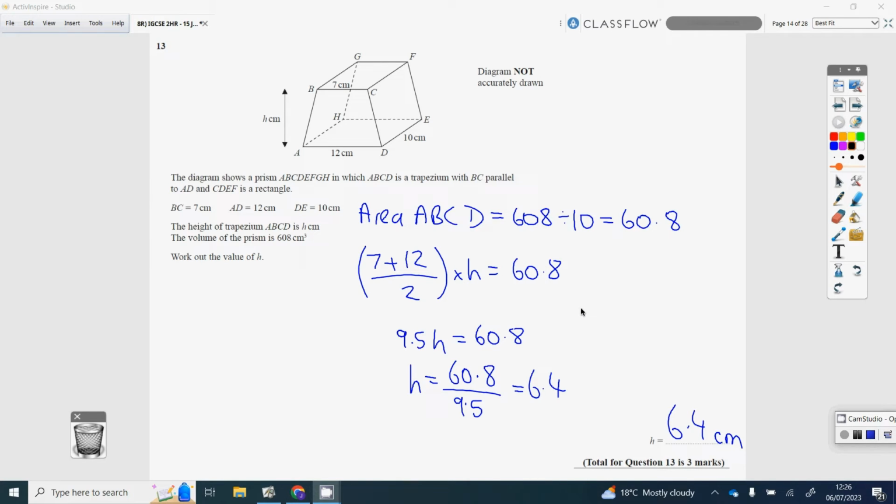So another question where I've gone and constructed an equation which I can solve. Now 7 add 12 divided by 2 is 9.5. So 9.5h equals 60.8. To make h the subject, divide both sides by 9.5, giving us 6.4 centimetres.